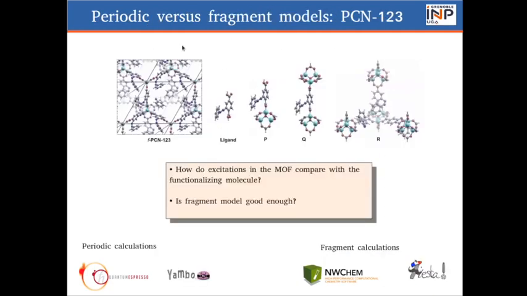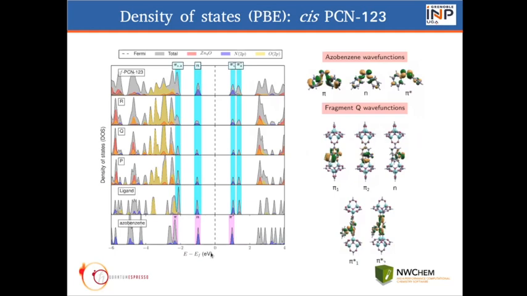Sorry, I forgot to mention, these are the fragments that we use. We have the full periodic MOF, the ligand, which is the smallest fragment that you can think of, P, Q, and R. And you see that, in fact, throughout this series of models, you have this pi, n, and pi star. These are shown here for the case of azobenzene. So here we have a breaking of symmetry, of course, when you insert your azobenzene into the MOF, because the two phenylenes are not equivalent anymore. And this is nicely reproduced from the ligand to the full periodic MOF.